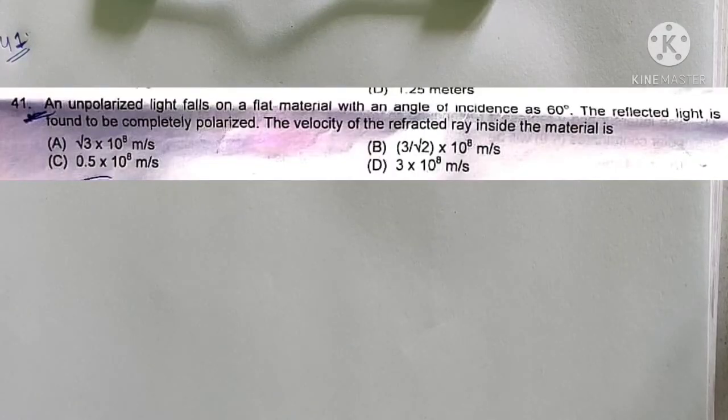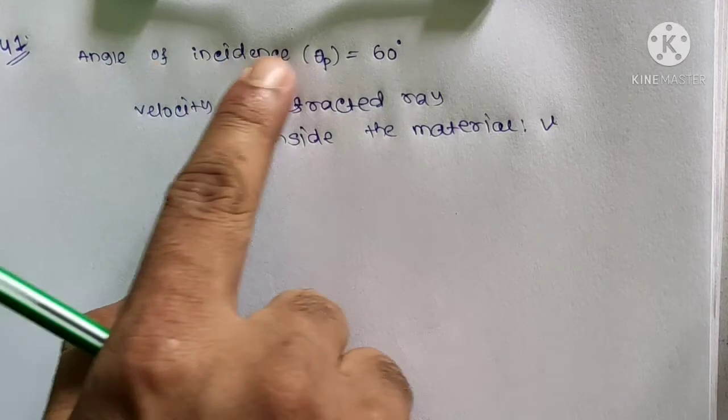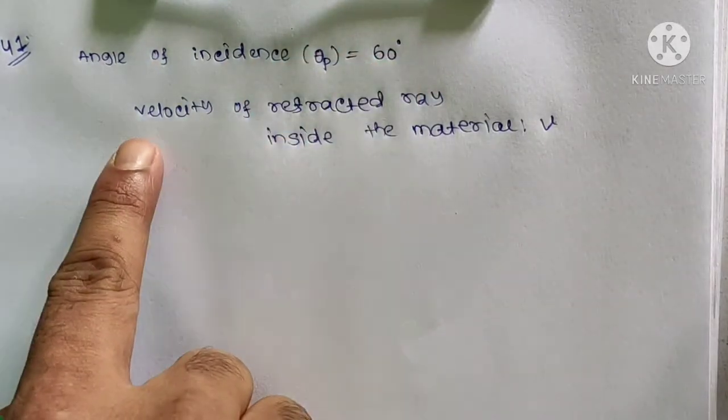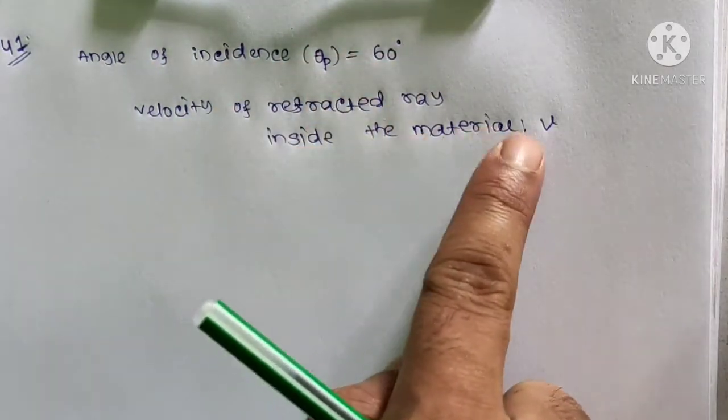An unpolarized light falls on a flat material with an angle of incidence at 60 degree. The reflected light is found to be completely polarized. The velocity of the refracted ray inside the material is, देखो angle of incidence 60 degree and we have to find velocity of refracted ray inside the material.